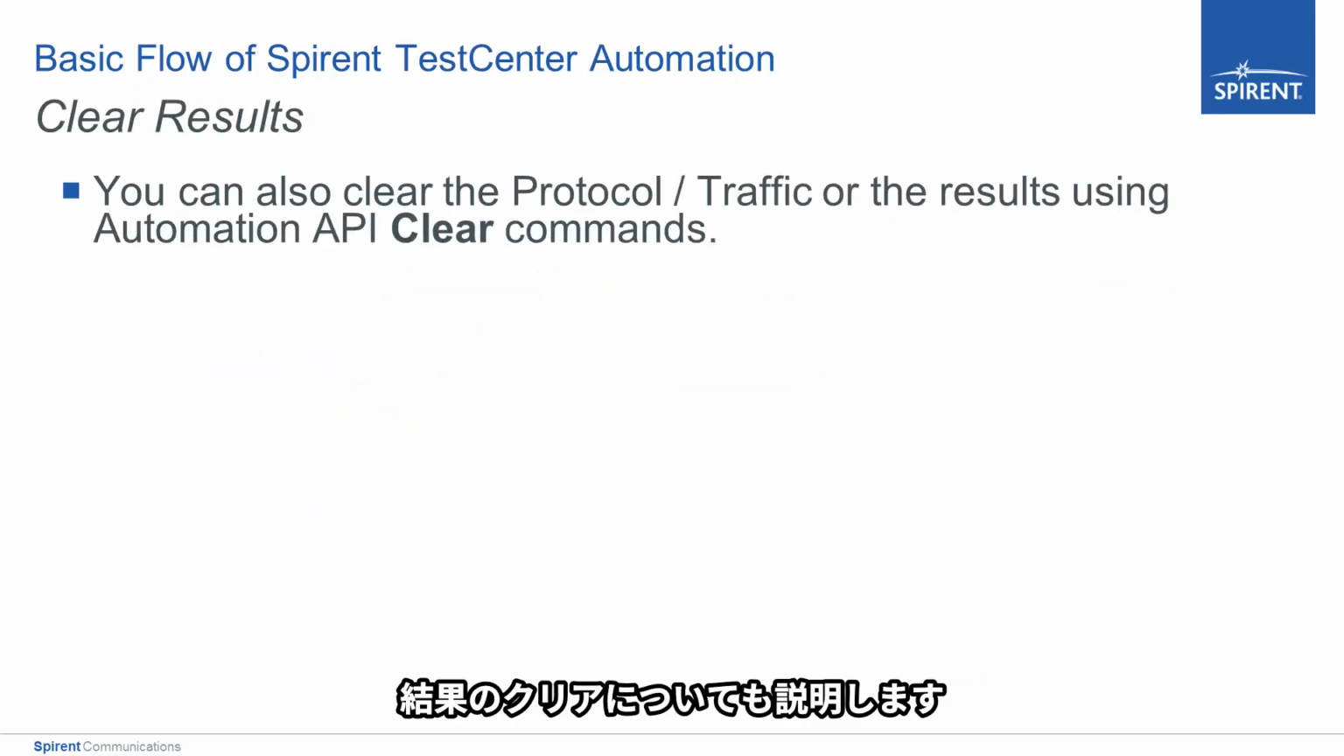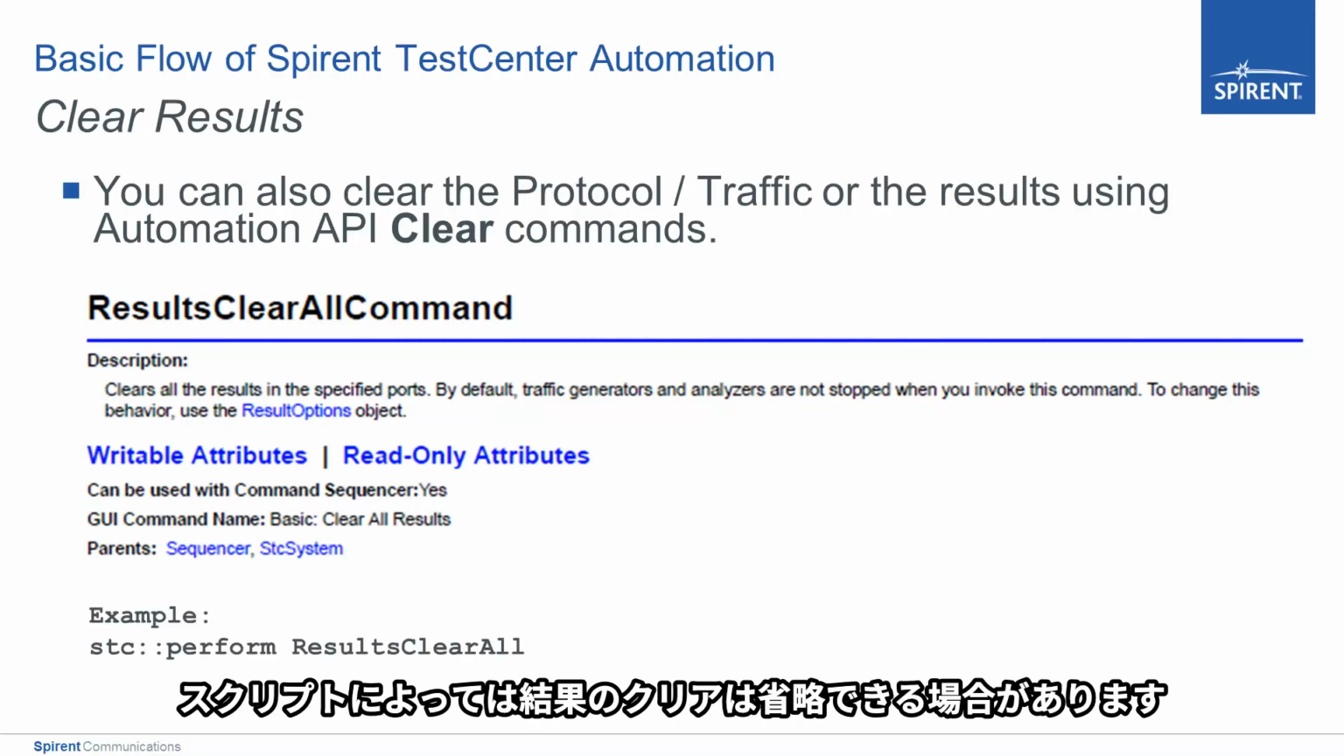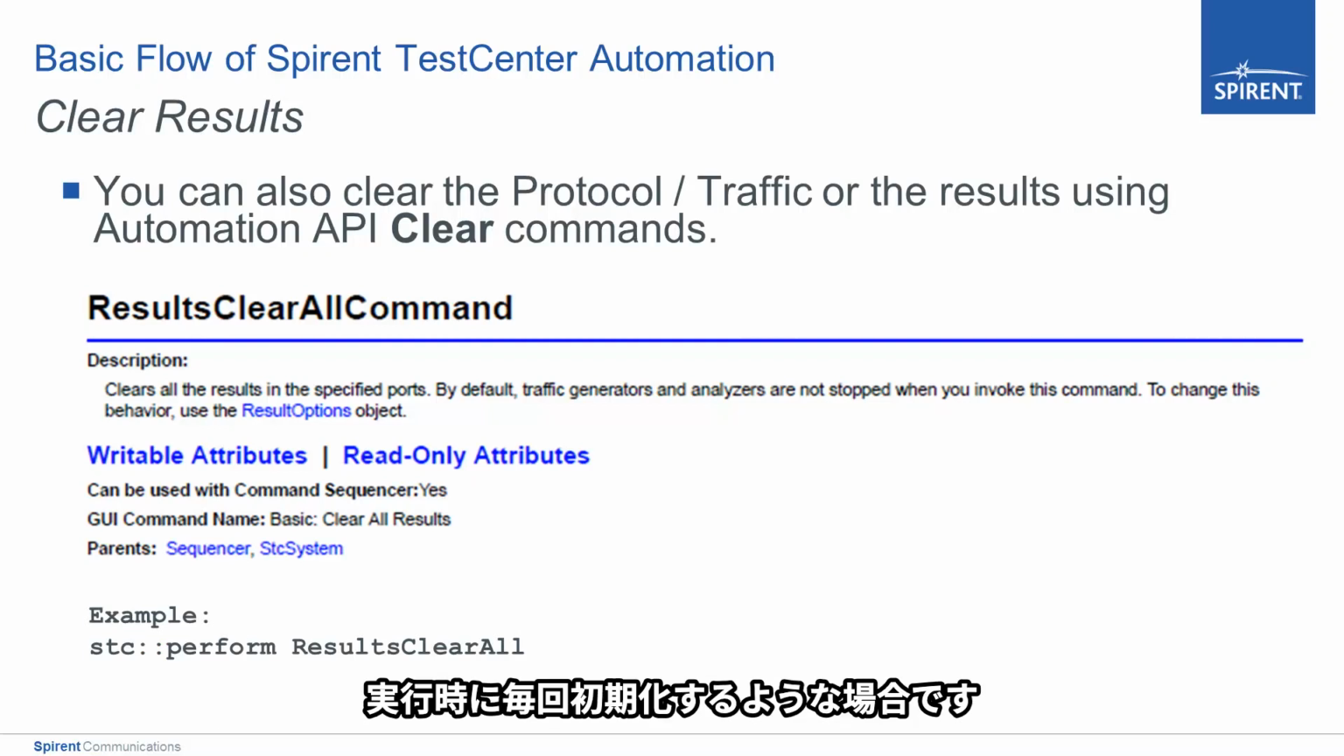You can also clear the protocol, traffic, or the results using the Automation API clear commands. As shown here, we have the results clear all traffic command, and this will clear all traffic results in the system. Now for our example script, it's really not necessary because we're creating the objects, we run the traffic, and then we clean up the script, and that's it.